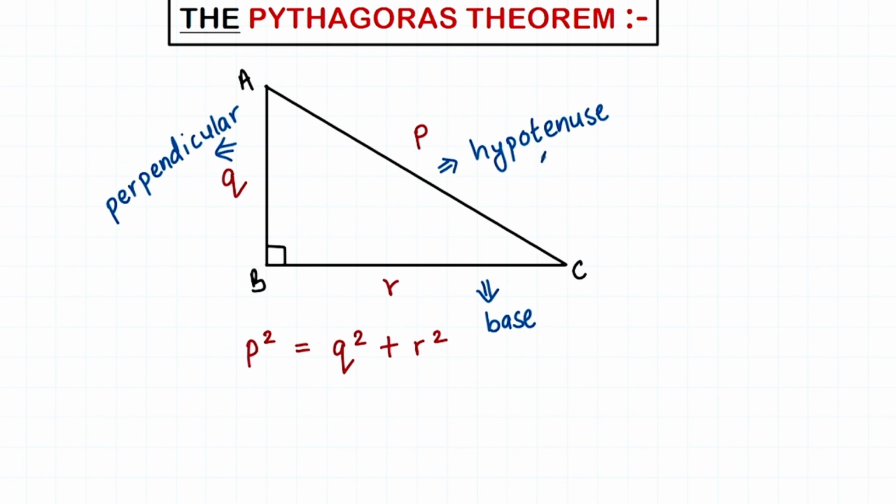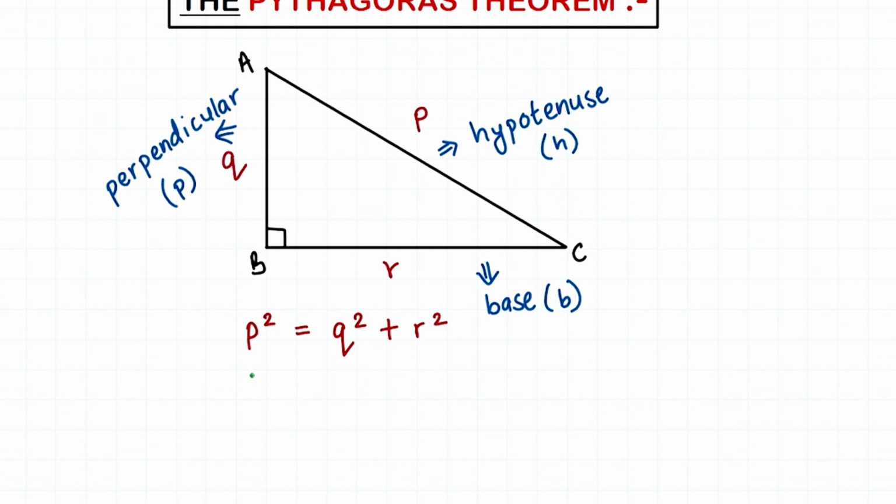Now, if we write our hypotenuse as H, and this perpendicular as P, and this base as B, then our Pythagoras theorem is going to look something like this. H square is equal to P square plus B square. So again, the square of this longest side is equal to the sum of square of this, P square, and the square of this, okay? And usually when you see the Pythagoras theorem, it's like this, right? H square is equal to P square plus B square. But it's just a notation, okay?